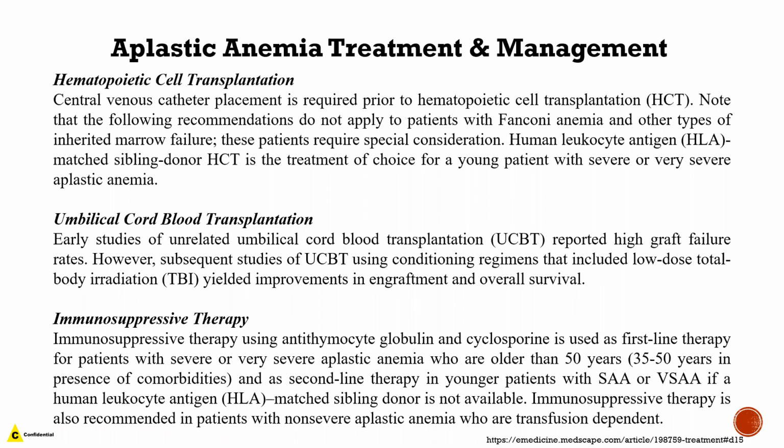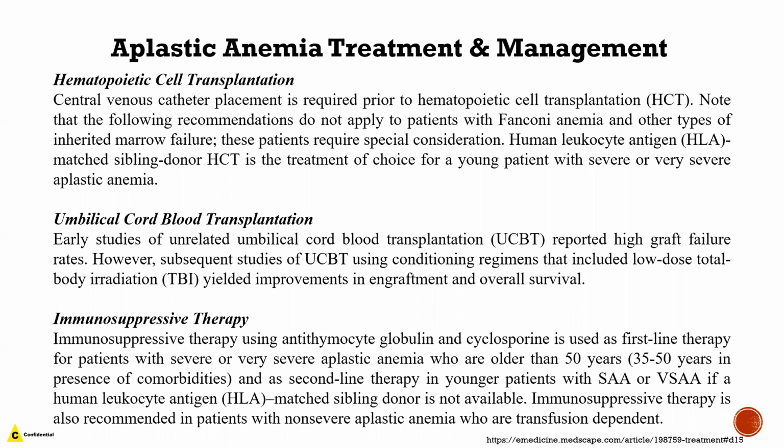Central venous catheter placement is required prior to hematopoietic cell transplantation. The following recommendations do not apply to patients with Fanconi anemia and other types of inherited marrow failure. Early studies of unrelated umbilical cord blood transplantation reported high graft failure rates. However, subsequent studies using conditioning regimens that include low-dose, high total body radiation showed improvements in engraftment and overall survival.